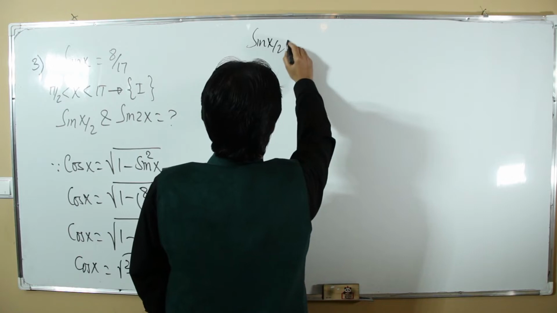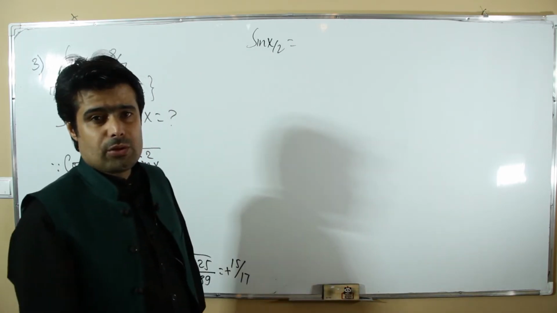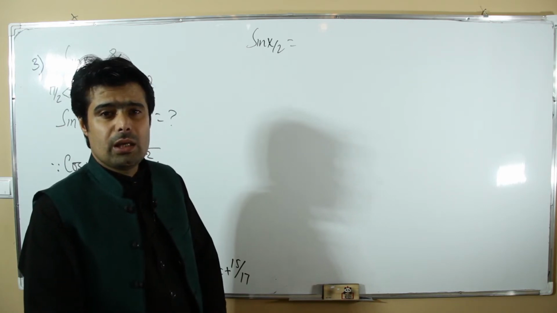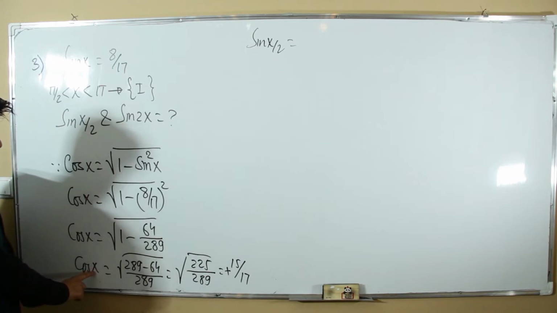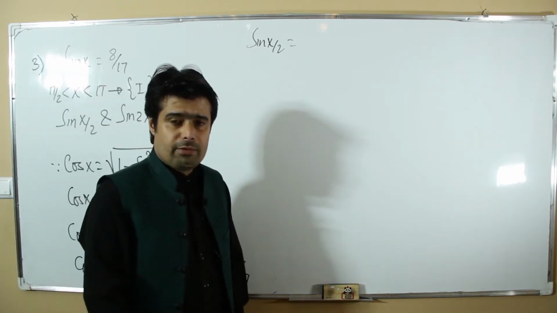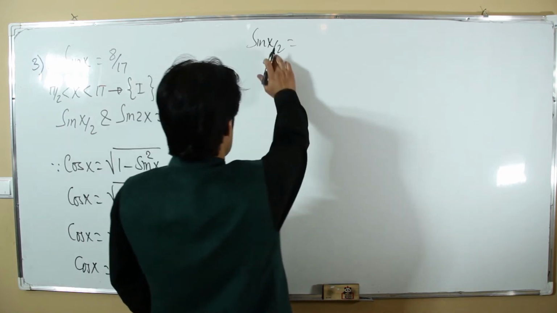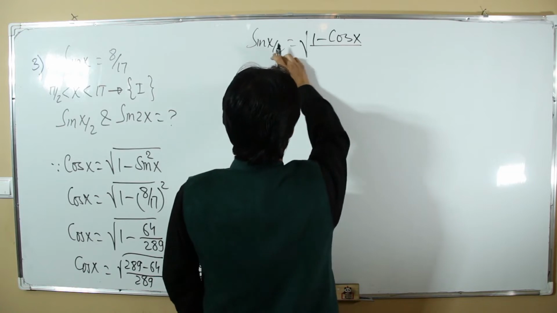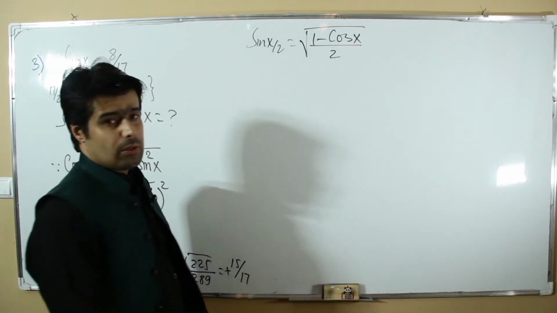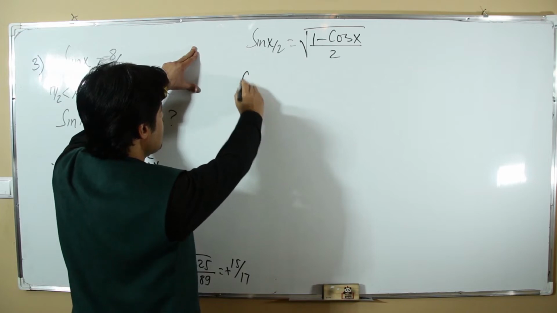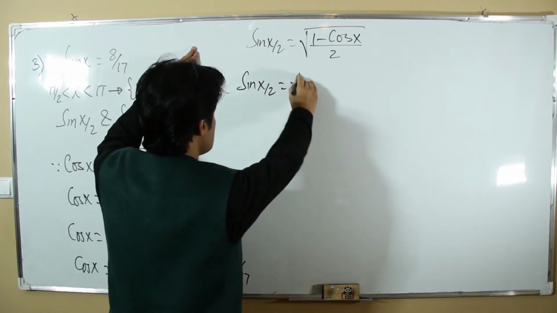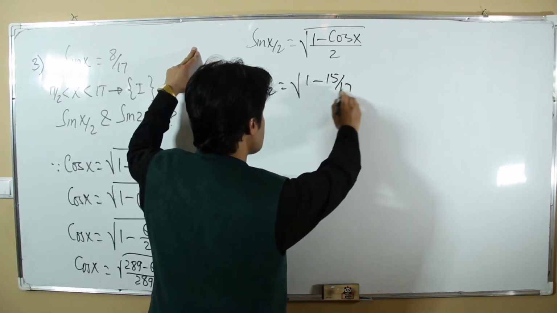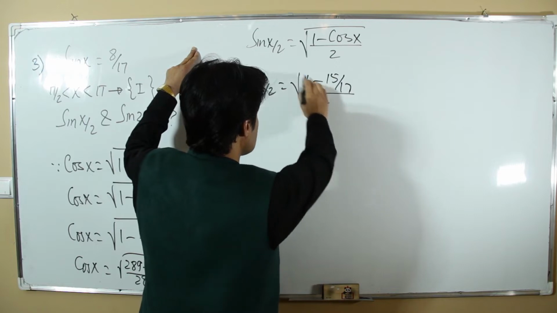By the way, now what is sine x by 2? How many relations do we have for x by 2? Whatever relation you have, try to relate the angles. X by 2 is half of x, so the relation between the half angle and its angle: sine squared x by 2 is 1 minus cosine of the double angle divided by 2. Am I right or not? Yes. So from here sine x by 2 is root of 1 minus, instead of cosine x, 15 by 17, divided by 2.